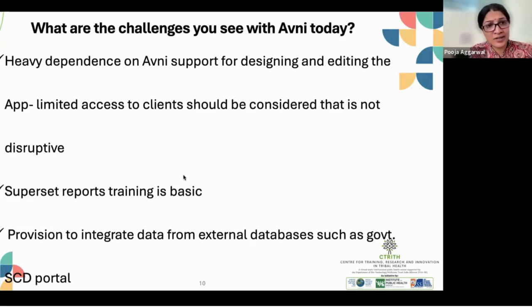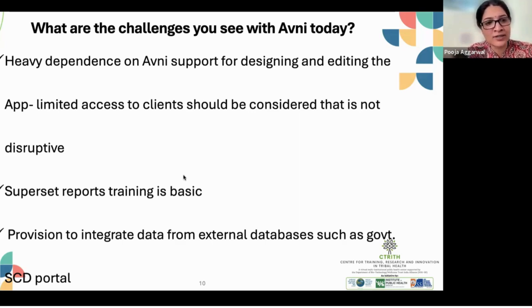And also the Superset reports have been designed according to our need. But when you start using the reports and the monthly reporting system starts, you realize that some things are missing and some data you want to visualize in a very different way. But the training we were given, or the exposure, was quite basic. I would like to see that Avni comes with a 2-day or 3-day workshop, where the clients are given enough exposure so they become self-reliant in using Superset reports.